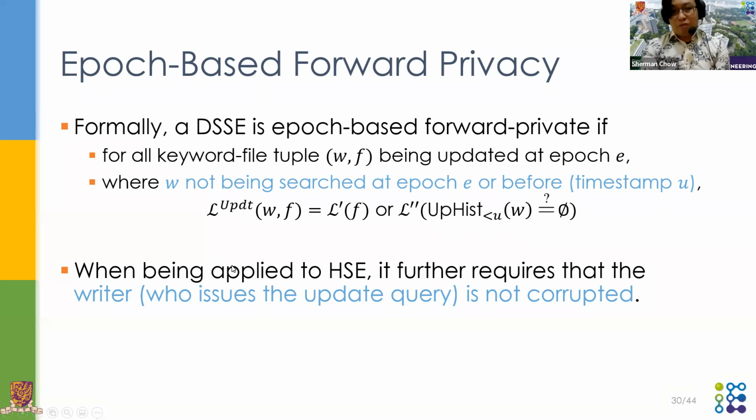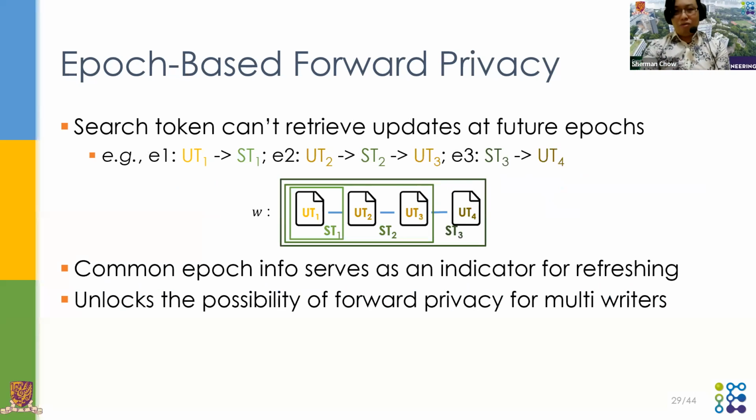When this definition is applied to HSE, obviously it will further require that the writer who issued the corresponding update query is not corrupt, and that was the trivial condition I was talking about. If you think about that, the writer obviously wrote this before, and you cannot really fool me with all these things. So that's the trivial condition we need to exclude. Otherwise, by formal argument, this also captures the essence of forward privacy, but we loosen this a little bit in this sense.